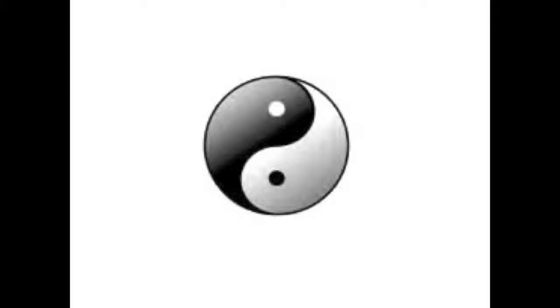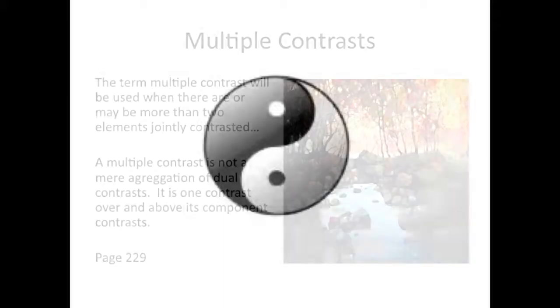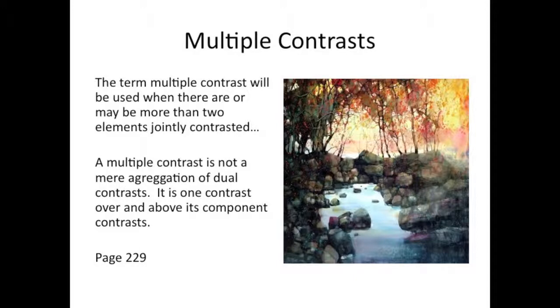He was interested in dual contrasts and also in what he called multiple contrasts. The term multiple contrast will be used when there are or may be more than 2 elements jointly contrasted. A multiple contrast is not a mere aggregate of dual contrasts. It is one contrast over and above its component contrasts. You see this in the picture in front of you. You see many, many dual contrasts. But in addition, you see the whole of a multiple contrast.